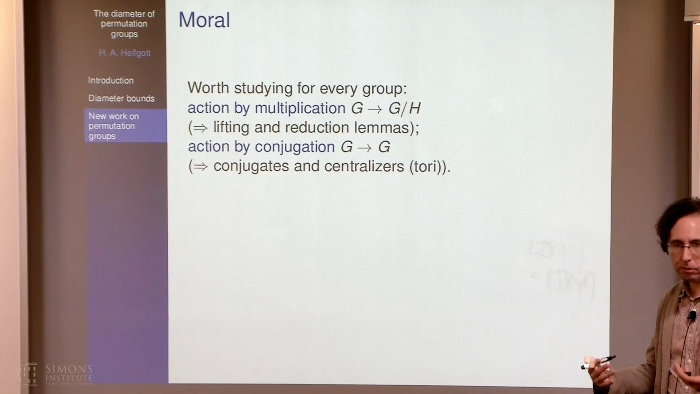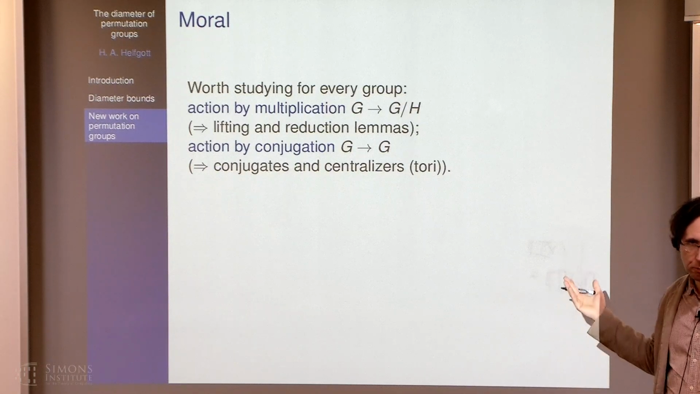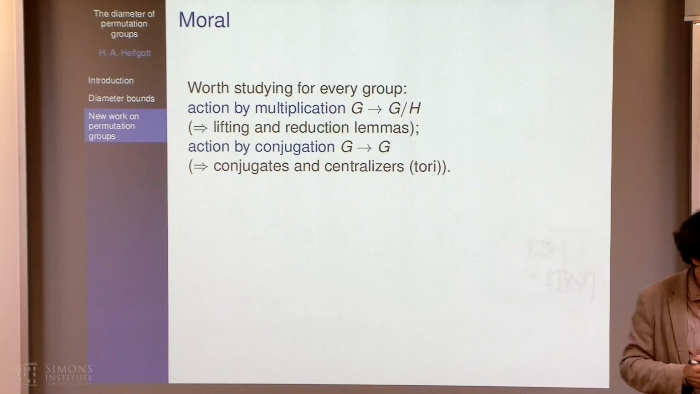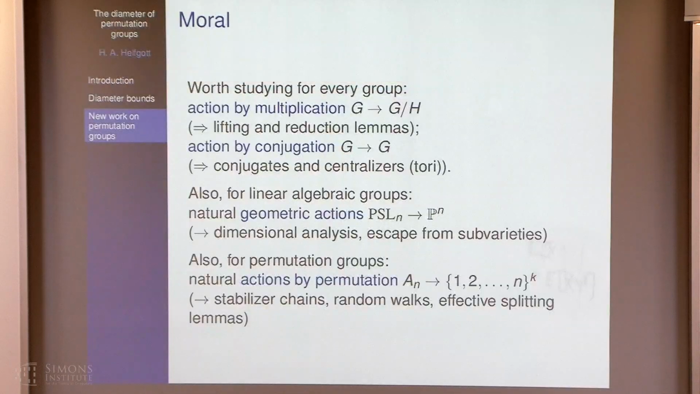And polynomial in n is quite nice compared to the size of the group, because the group is going to be more than exponential in n. So I would say that's the moral of the story. There's still plenty of work to be done. We don't yet have a proof of polynomial diameter for permutation groups.